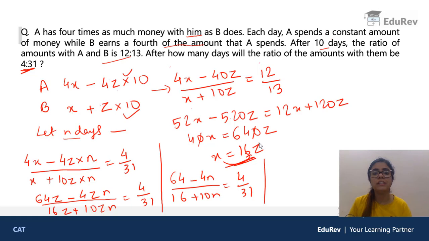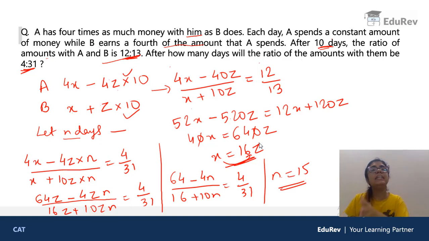So if you cross multiply and calculate, the value of n will come out to be 15. ठीक है? So value of n will come out to be 15. So after a total of 15 days, the ratio will be 4:31. But initially, after the first 10 days, the ratio was given as 12:13. After first 10 days, the ratio is 12:13.